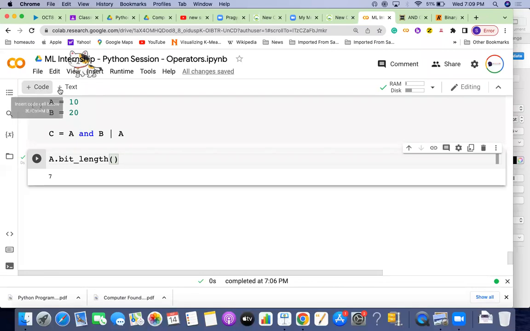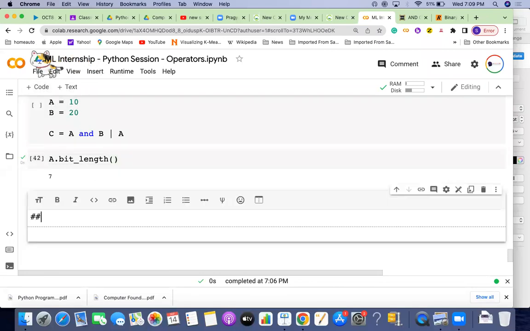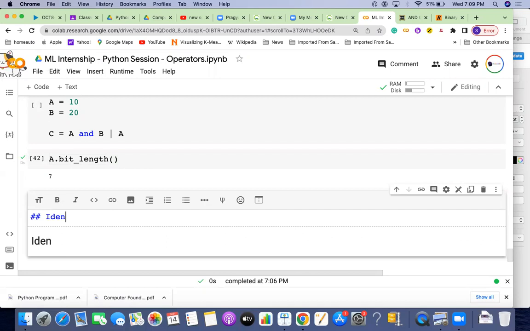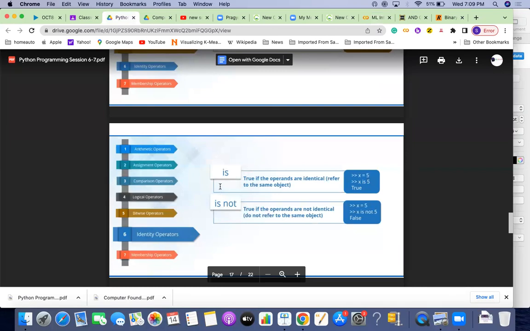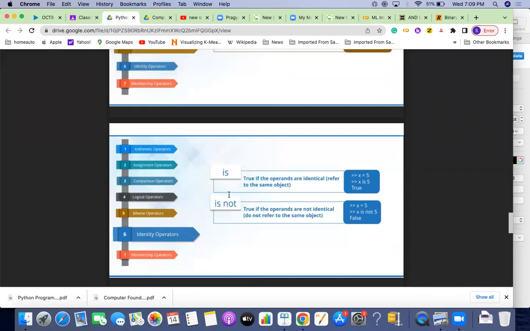So identity is something similar to that: identity operators. There are two identity operators: is and is not. So whether he is a doctor or he is not a doctor, whether he is an engineer or he is not an engineer, whether he is a sports star or he is not a sports star. Is it clear? Is and is not are the identity operators.